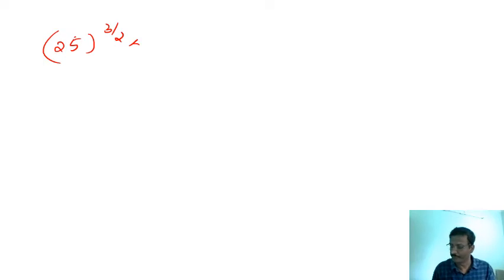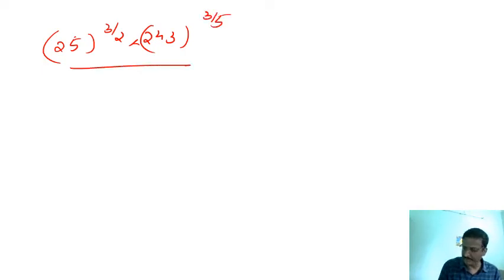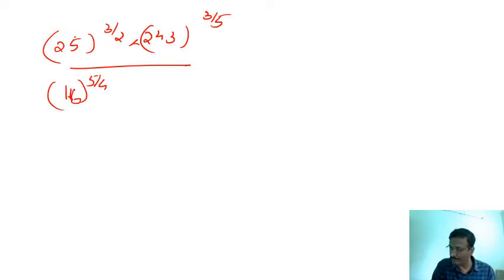And the next question is: simplify 25 raised to 3 by 2 into 243 raised to 3 by 5, all divided by 16 raised to 5 by 4 into 8 raised to 4 by 3.